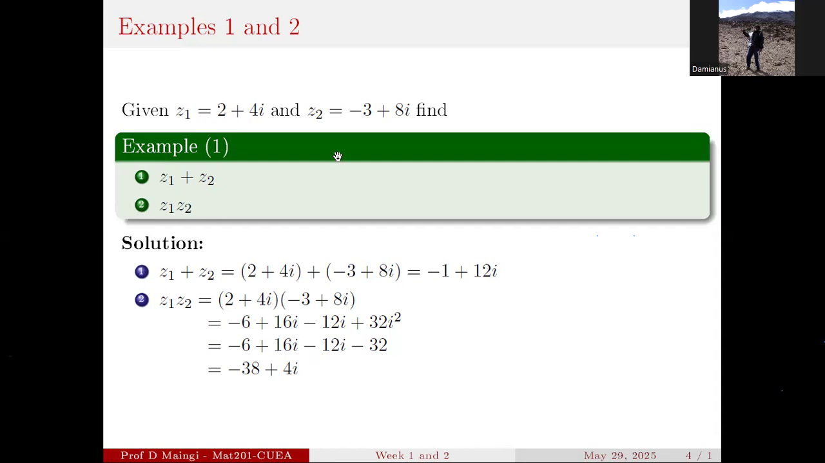Next, Z1 times Z2. So you multiply Z1 by Z2. I just do the multiplication very fast. You have 2, you multiply by this, which will give you minus 6 plus 16i. Then 4i, you multiply by this, which will give you minus 12i plus 32i squared. But i squared is negative 1, so this becomes minus 6 plus 16i minus 12i minus 32. So you bring the reals together: minus 6 minus 32 is minus 38. And then 16i minus 12i is 4i. And that's it, ladies and gentlemen.